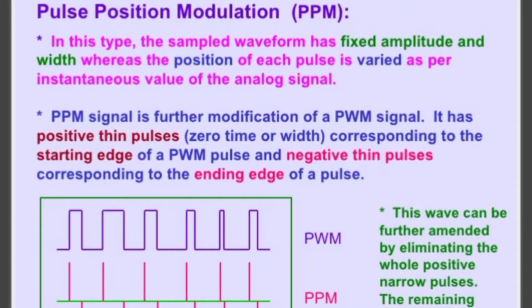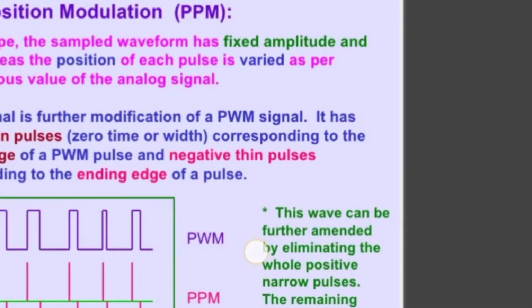We have to remember that the pulse is positive when the PWM signal is starting. The positive thin pulse has zero time or width. Corresponding to the starting edge, it is positive; corresponding to the ending edge, it is negative. Again, coming to that, there is a starting edge and an ending edge. The ending edge comes as the negative PPM pulse, whereas the starting edge gives the positive PPM pulse, with a very thin signal. We have to remember that.